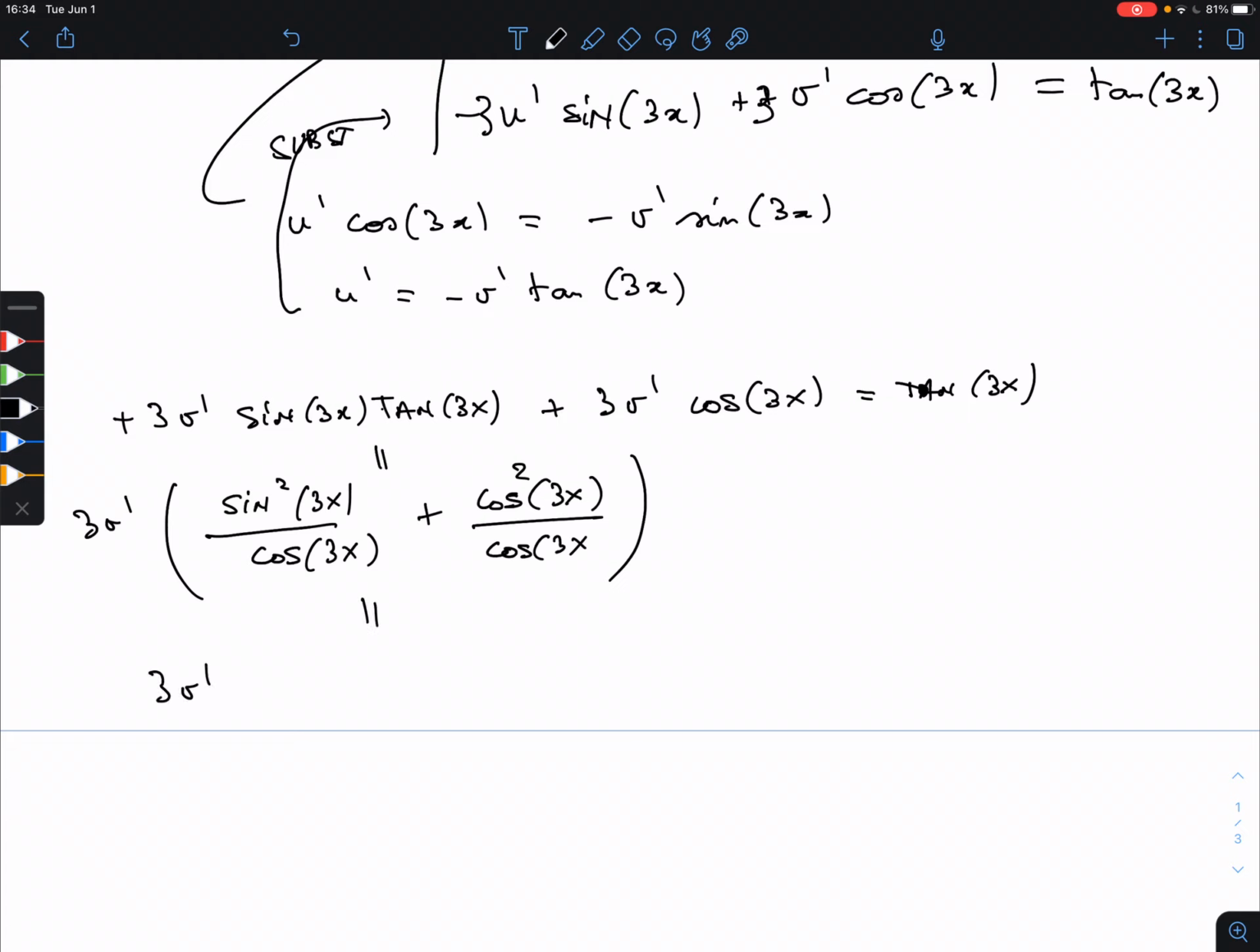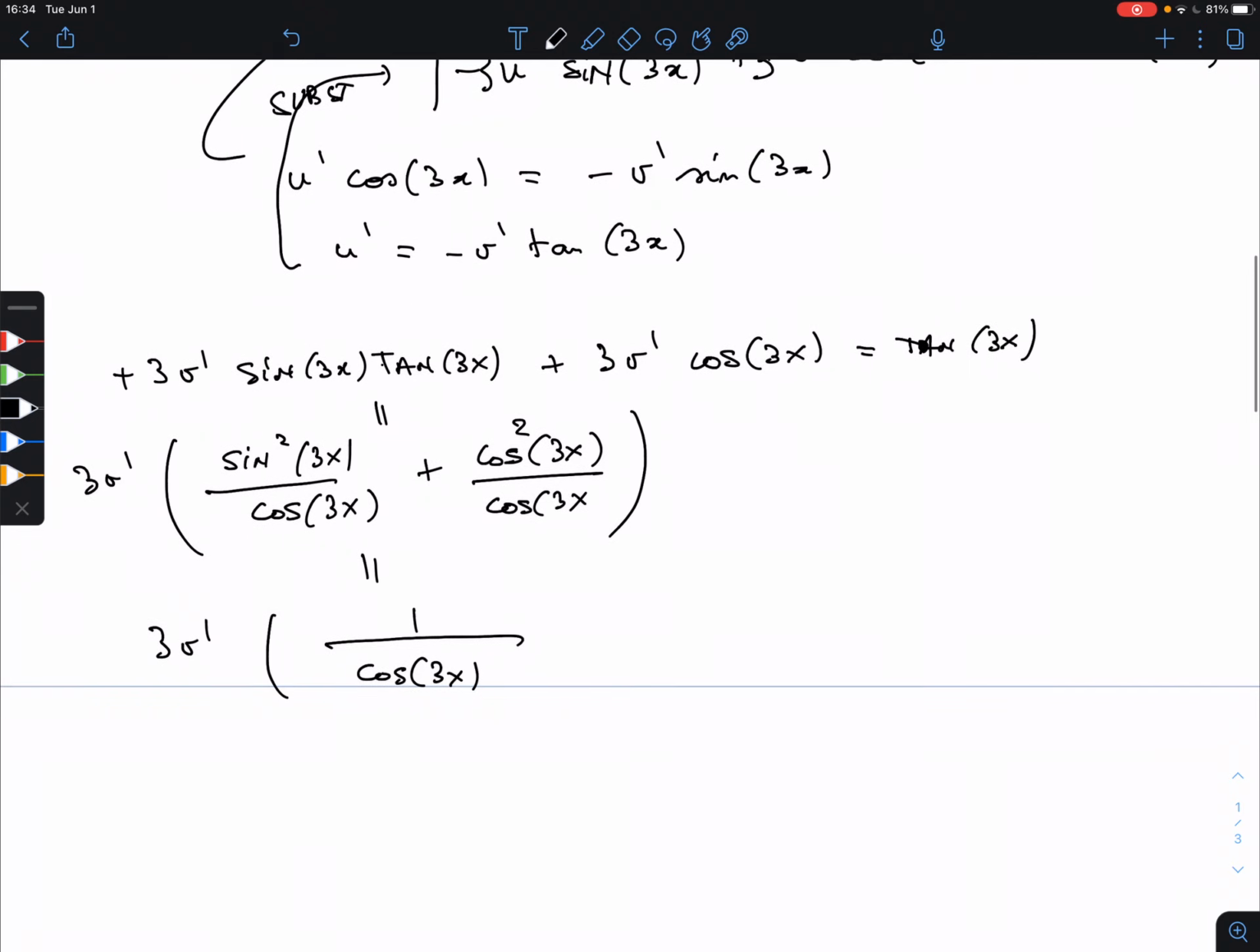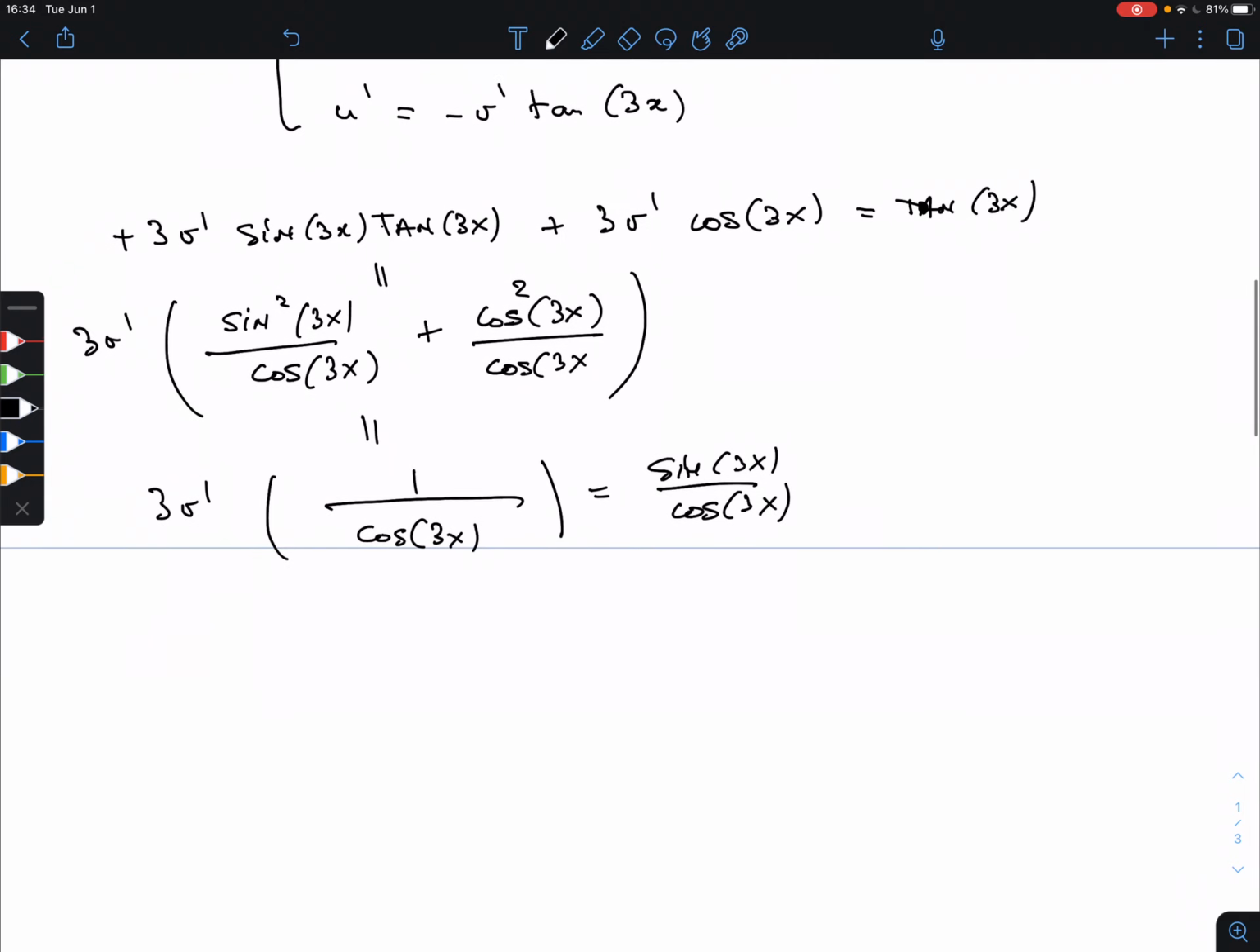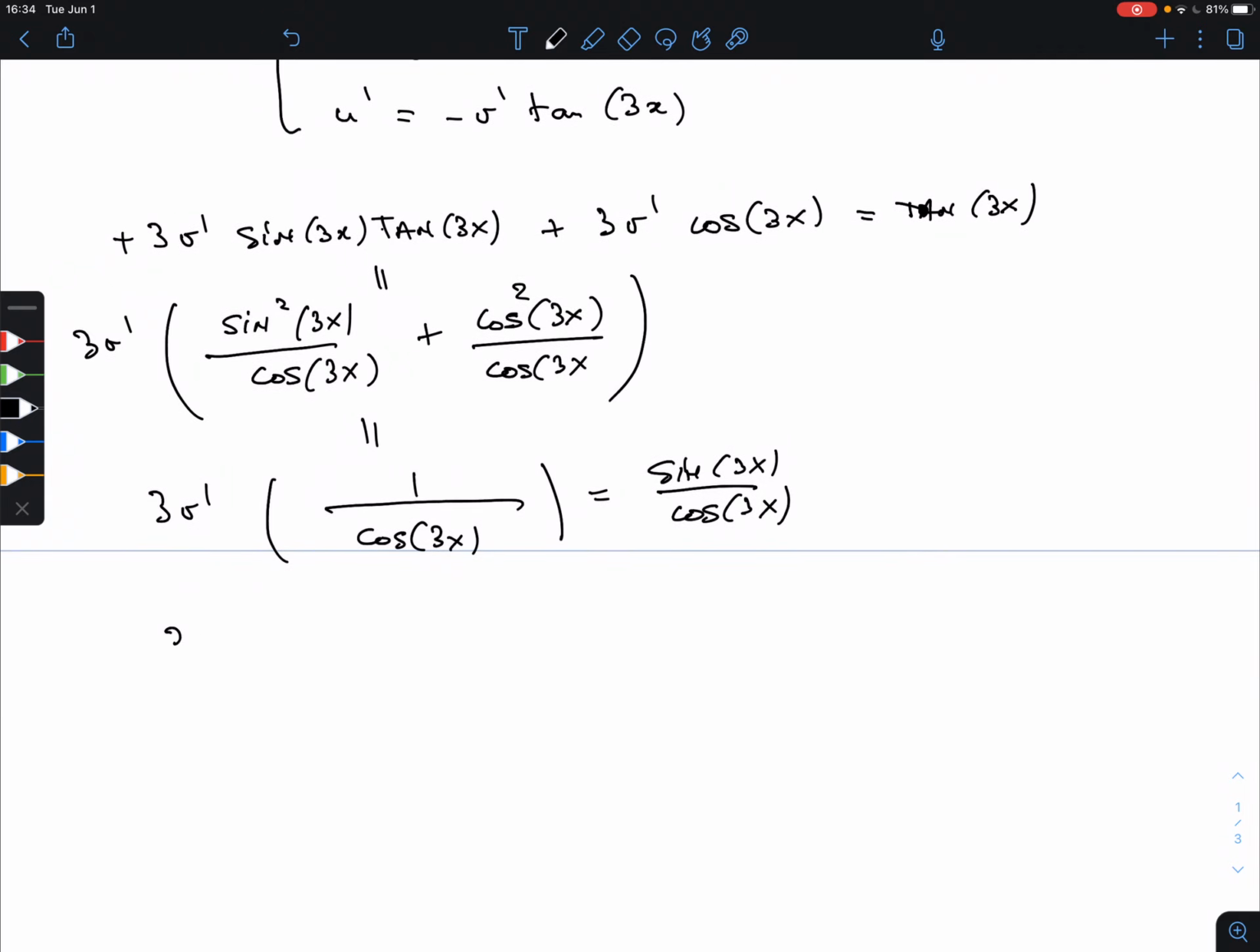That is 3v prime. That is cosine 3x, and on the top I get sine squared 3x plus cosine squared 3x. Now, sine squared plus cosine squared, if the arguments are the same, that's just 1. So this whole thing is just 1. Oh, that is good. And that is equal to sine 3x cosine 3x, right? Oh, even nicer, the cosines cancel. So we get 3v prime is equal to sine 3x. Okay, I can deal with that.